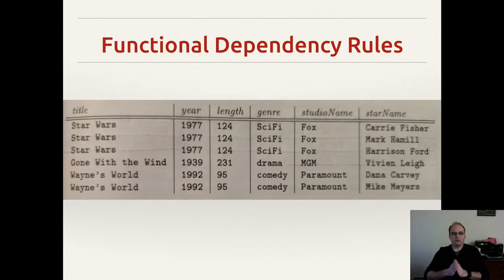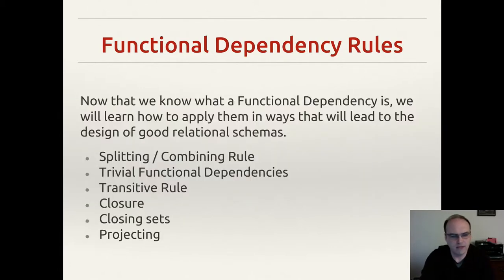So what we're going to learn now is the algorithm, so to speak. We're going to lead up to something called a closure, where we can determine, okay, given a title, a year, and a star name, can I prove that I have a unique key that will give me a functional dependency for all of the other attributes like length, genre, and studio name in this relation? And that's what we're going to do now. We're going to start pulling these pieces together and making that work.